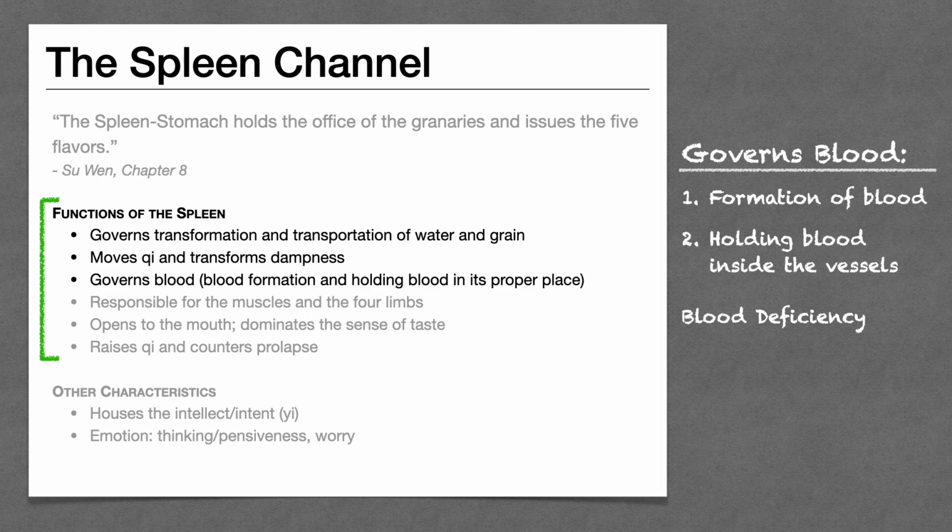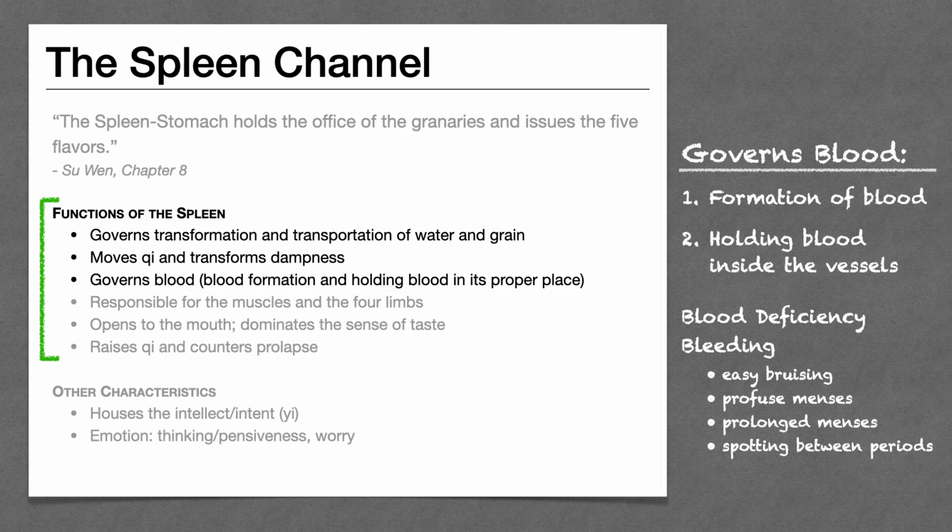And also, because the spleen holds the blood inside the vessels, we can turn to the spleen channel to treat certain types of bleeding conditions, especially bleeding due to deficiency, for things like easy bruising, profuse menses or heavy periods, prolonged menses where the bleeding lasts for a long time, or spotting between periods.